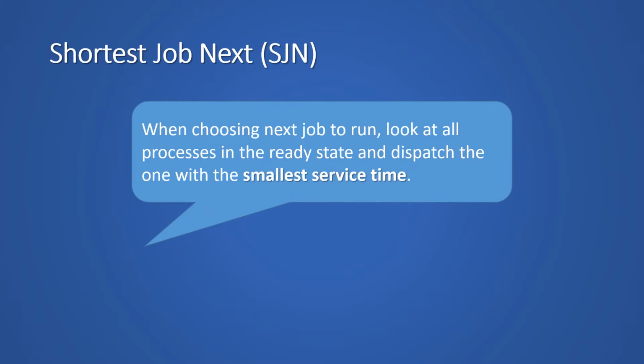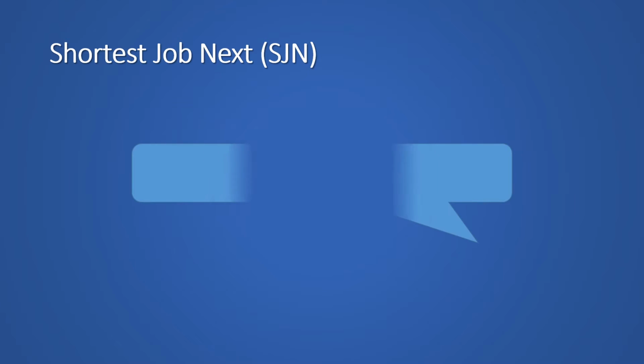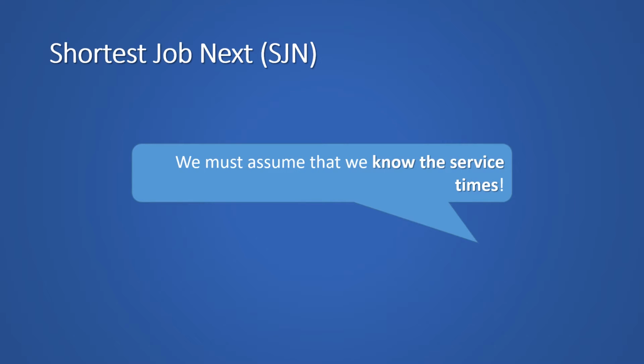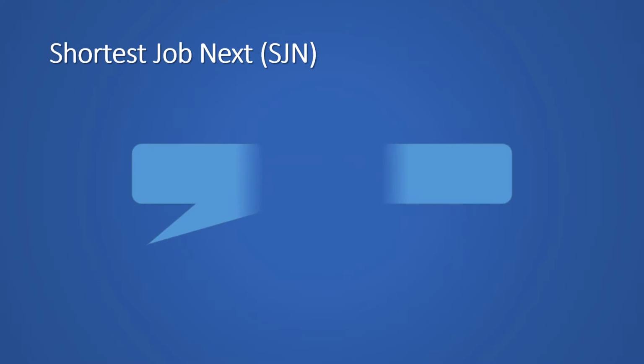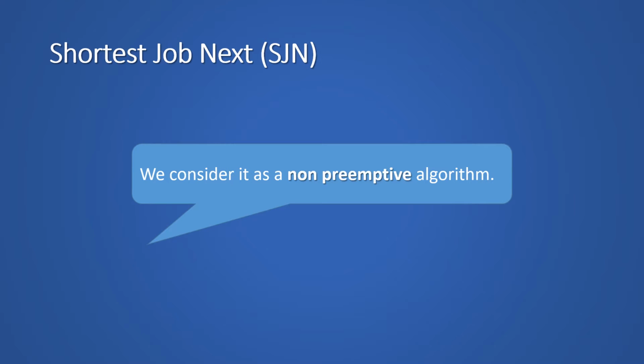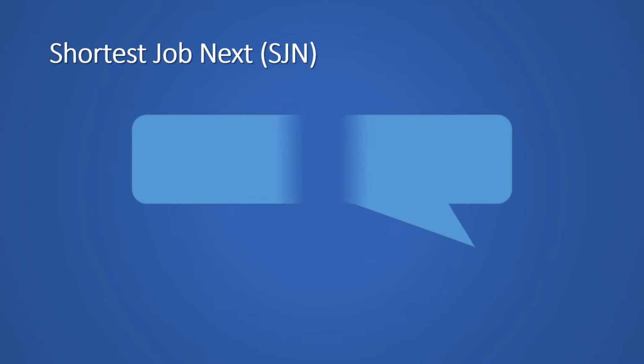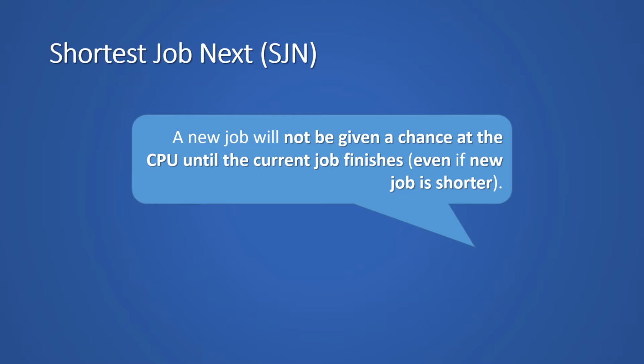When choosing the next job to run, look at all processes in the ready state and dispatch the one with the smallest service time. We must assume that we know the service times. We consider it a non-preemptive algorithm. A new job will not be given a chance at the CPU until the current job finishes, even if the new job is shorter.